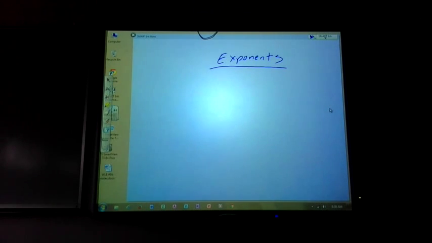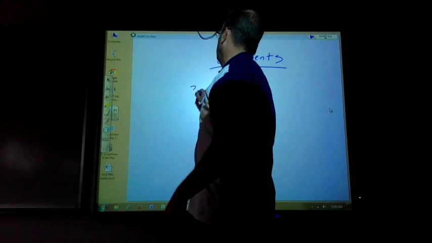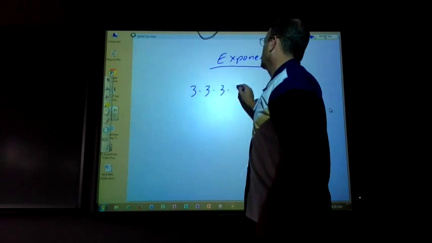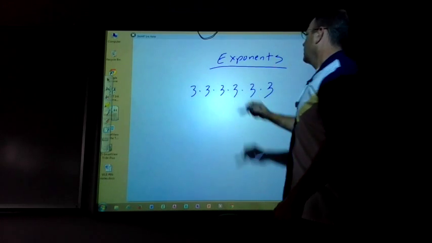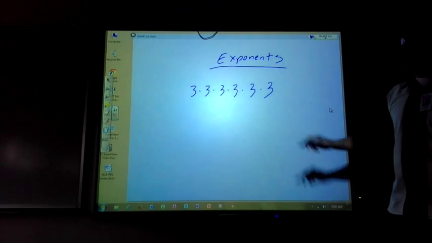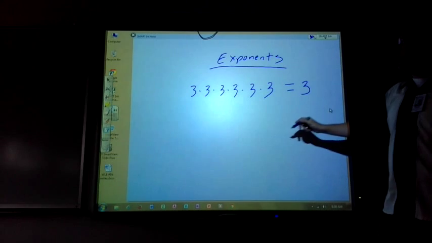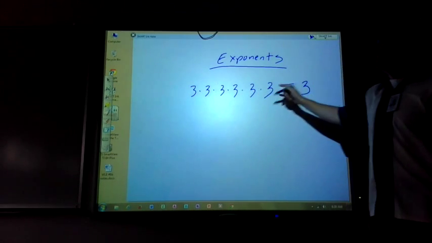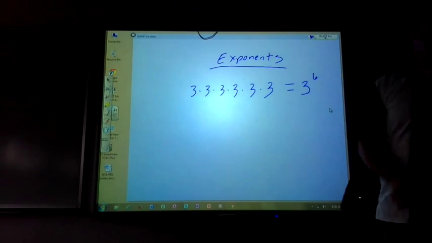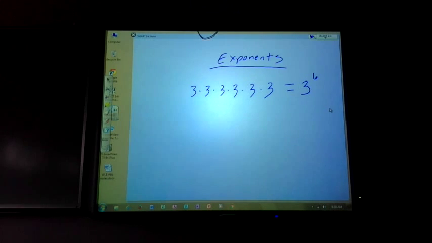Exponents are a way to group things together and make it small. So rather than having a whole string of things being multiplied together, if I was multiplying that together, this would be the same thing as 3 raised to the 6th power. That means I'm taking 3 and multiplying it times itself 6 times.